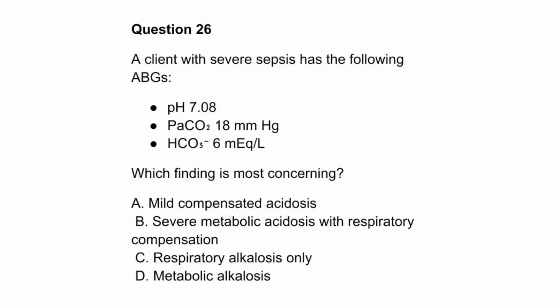Question 26. A client with severe sepsis has the following ABGs. pH 7.08, PaCO2 18 mm of mercury, HCO3 6 milliequivalent/L. Which finding is most concerning?